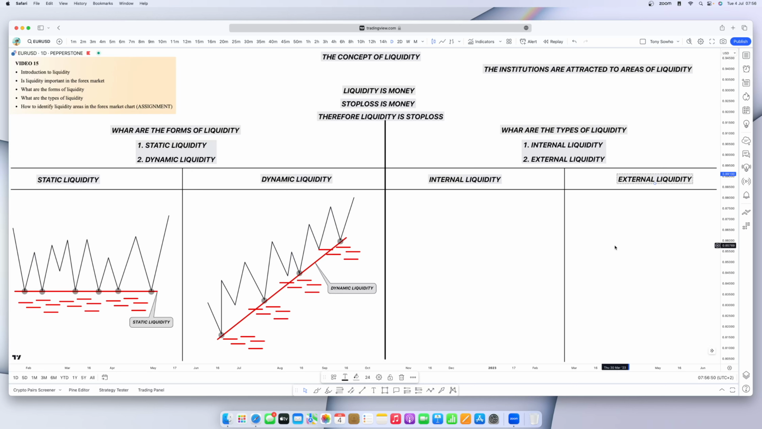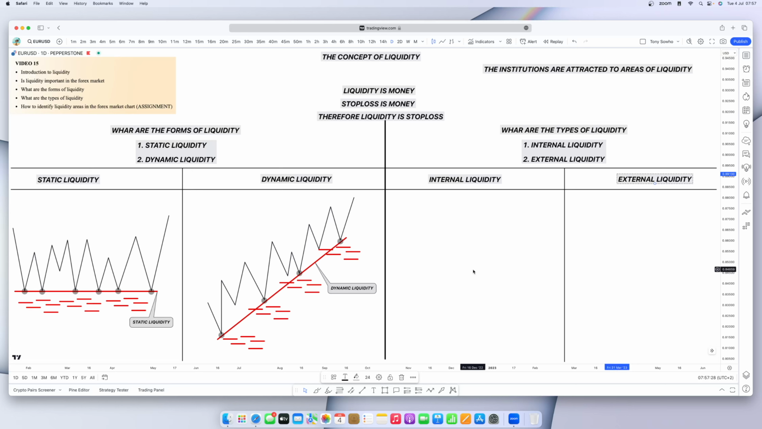Because this internal liquidity can be in two forms, and then this external liquidity can be in two forms. So we can have internal static liquidity. We can have internal dynamic liquidity. We can have external static liquidity. And can we also have external dynamic liquidity? Yes, definitely. So they are in two forms.